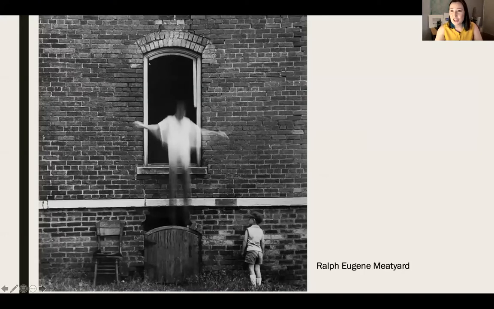So Ralph Eugene Meatyard, I think we looked at one of his previously, but he's one of my favorite photographers because he's just a weirdo. Lots of off-putting, uncomfortable, grotesque imagery, often dealing with children. And really, you can see this was a longer exposure, but he was capturing this sensation of movement. So this child was jumping out that window as he was taking that long exposure shot. So this child was static and this child was in movement. So you get that sensation of one being very blurred while the other one is very much in focus.